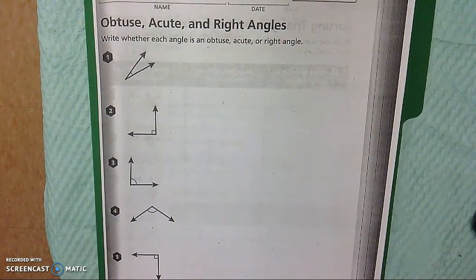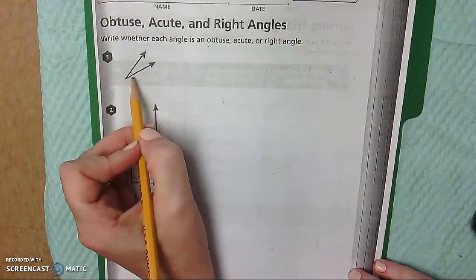Hello, fourth graders, and we are going to look at page 205 from our math workbook. All right, so on page 205, we have to decide whether the angle is an obtuse, acute, or right angle. So let's look at number one.